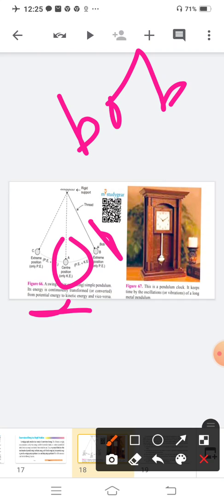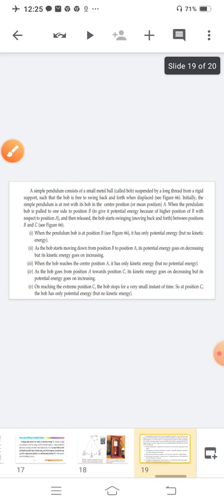Now, as the bob goes from position A to position C, its kinetic energy decreases and its potential energy increases. So like this, we can say that transformation of energy takes place. And with this, we can conclude that the total energy of a swinging pendulum at any instant of time remains the same or conserved. Is this clear? That means kinetic and potential energy will increase or decrease, but the total energy, that means the sum of potential and kinetic energy, will remain constant. That means energy can neither be created nor be destroyed.